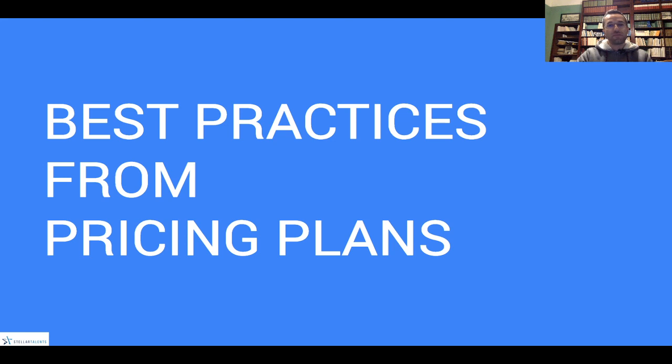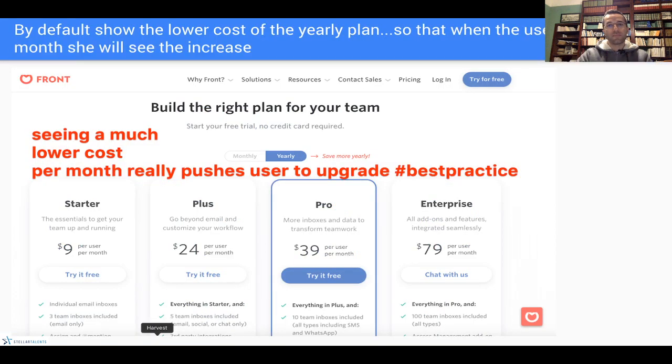Best practices from pricing plans. Okay, this is one of my favorite things that Front app does really well. They show you the yearly plan, and they tell you that you save more yearly. Obviously you're paying more upfront, and if you tap on monthly, this number will increase, right? Because obviously the cost per user per month is higher on the monthly. And so it makes you really feel the saving.